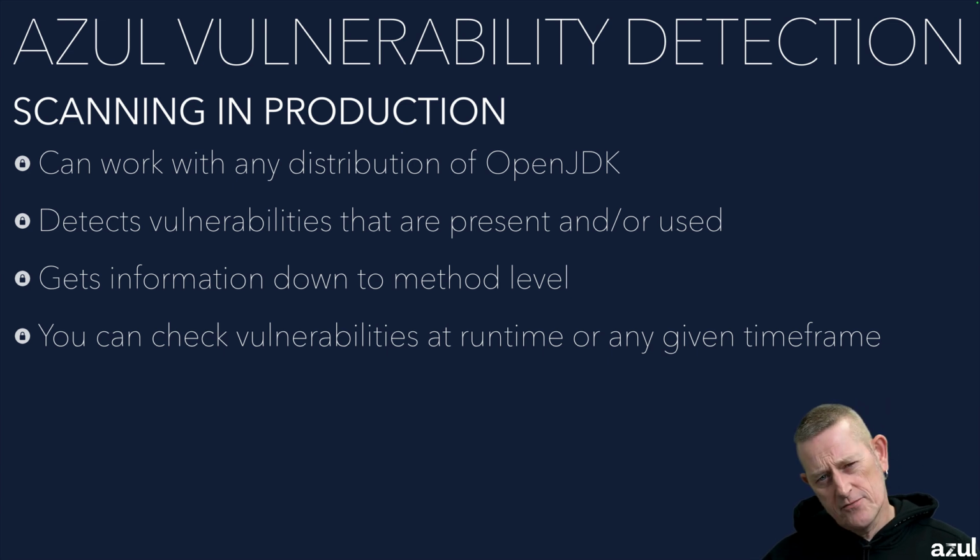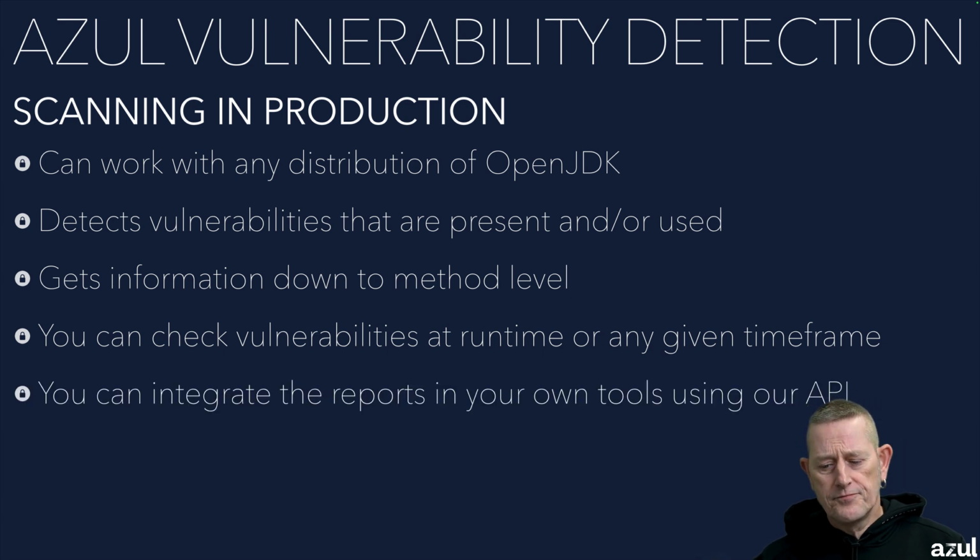Then you can check vulnerabilities at runtime or at any given time frame. You can create reports, let's say, from this point in time to that point in time, and then create a report for this. To make it even more powerful, we added an API, and you can use the API in your own tools, or create your own tool or combine it with other tools and get the information from the Intelligence Cloud via the API.